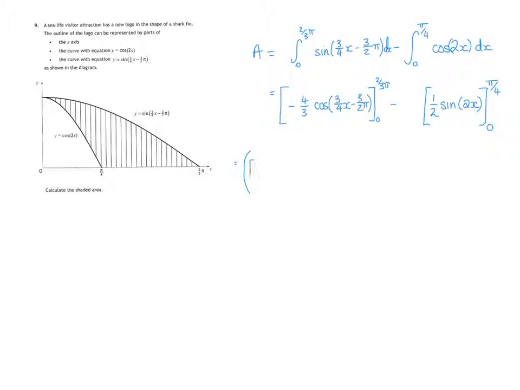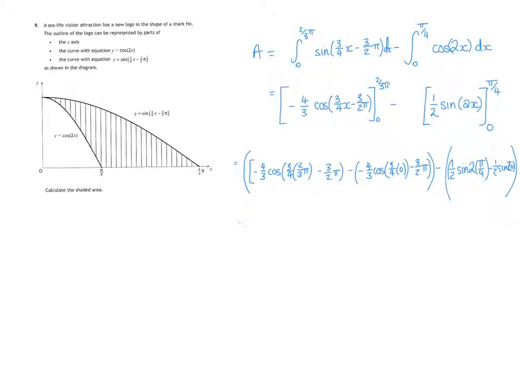So we're going to have a big bracket first, and then we're going to have minus 4/3 cos of 3/4 times 2/3 pi minus 3 over 2 pi, and then that is going to be subtracting minus 4/3 cos of 3/4 times 0 minus 3 over 2 pi, and then from that we're subtracting a half sine of 2 times pi over 4, and then minus a half sine of 2 times 0. So ran out of space just about, but we managed it.